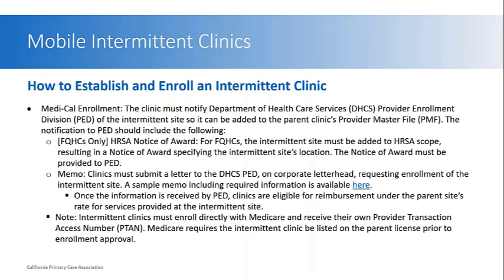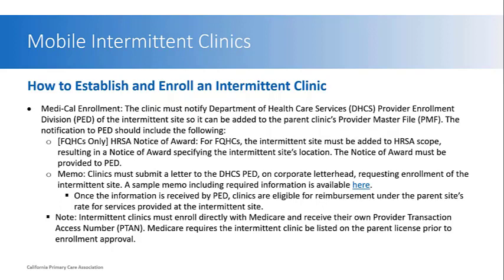When you establish an intermittent clinic, you must also submit notification to the Provider Enrollment Division of the Department of Healthcare Services. PED will update your provider master file, or PMF, so that you can bill for services rendered at this intermittent site under the Medi-Cal PPS rate of the parent site. To ensure that you can bill for services as soon as possible, you should submit this notification as early on in the process as you can. CPCA recommends that notifications to both CAB and PED are sent at the same time and as early as possible.